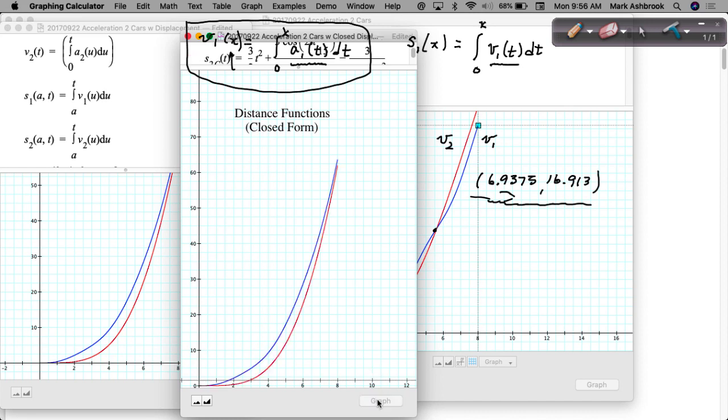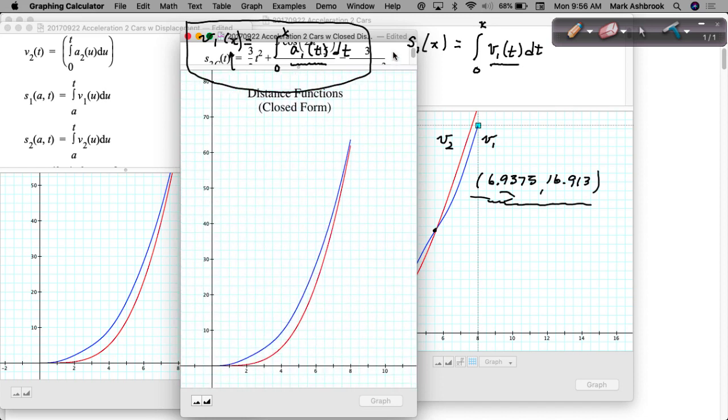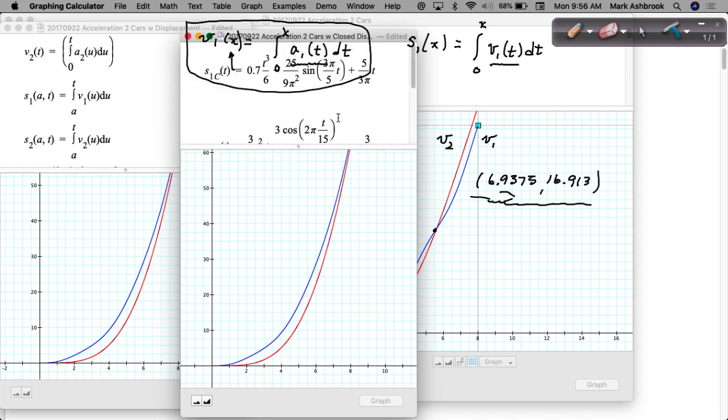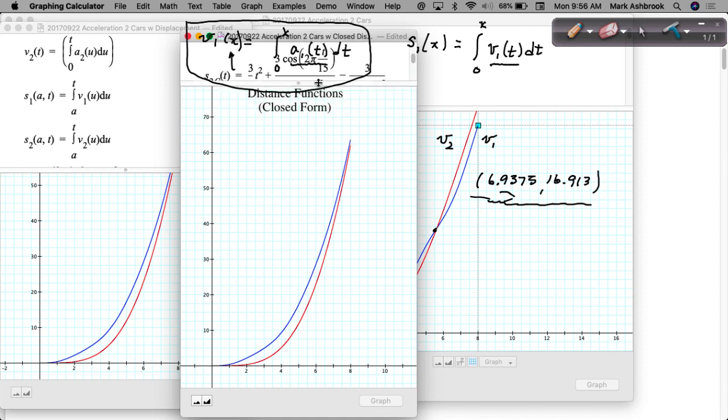Ready? Did you see it? Did you blink? Do it again. Watch. Graph. Boom. Done. Why so fast? Closed form is efficient, and our GC loves it, right? It's just, I can do that super fast. Because in closed form, computations occur very efficiently. So does car 2 catch up?